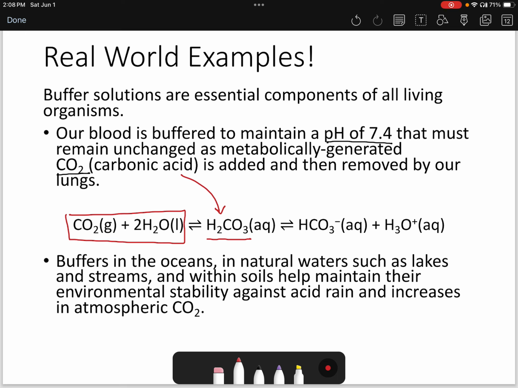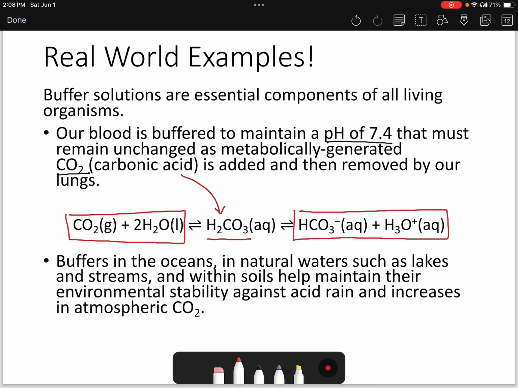Now there's another equilibrium that occurs with carbonic acid. Carbonic acid can decompose to produce the hydrogen carbonate ion and the hydronium ion. So our blood has to constantly move back and forth in order to maintain a pH of 7.4 as CO2 is added and removed.